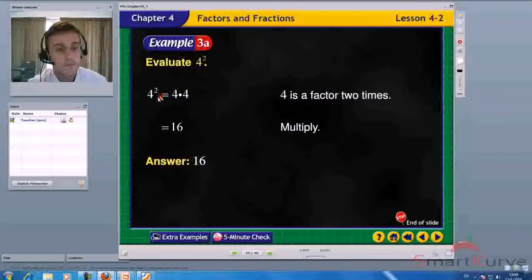Evaluate 4 squared. 4 squared is the same as 4 times 4. 4 times 4 is 16. 4 squared is 16.